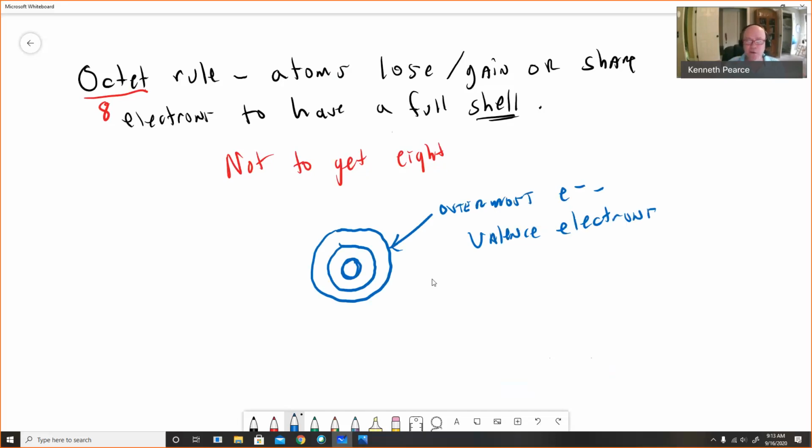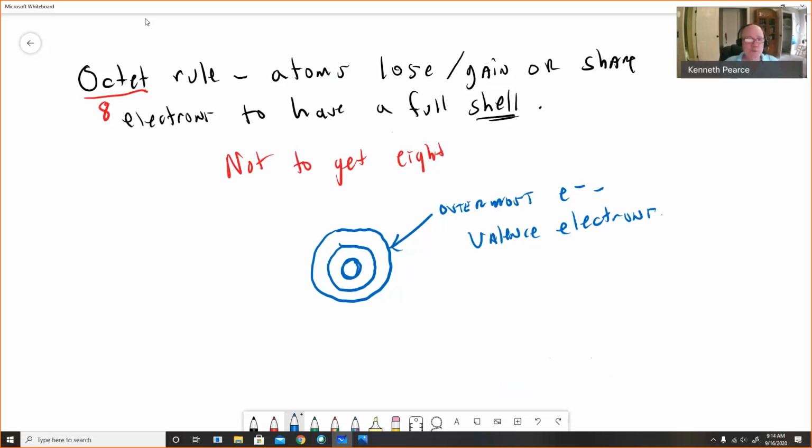They're the electrons that are on the outside. And generally what you're going to do is gain or lose electrons to get a full shell, which is a full valence of electrons for that shell.